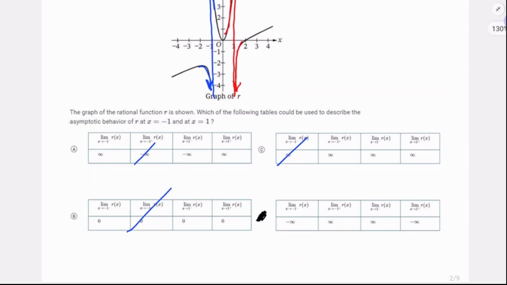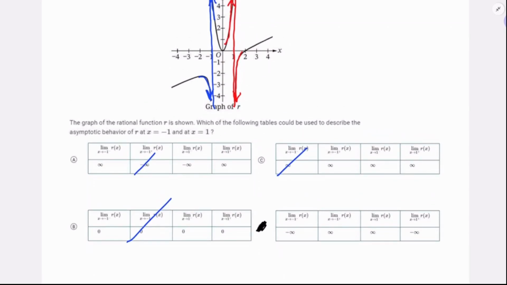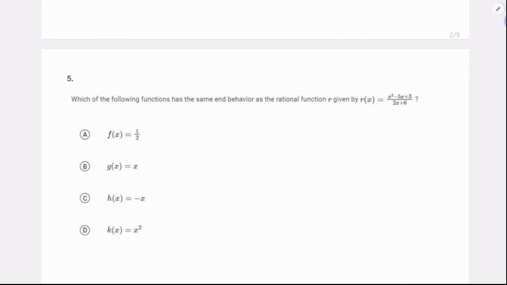Okay, hopefully you were looking at this on your own sheet of paper, your own copy of this problem set. But there you go. D is the right answer, and it's got all the right limits.